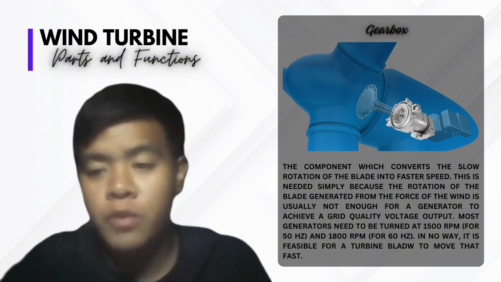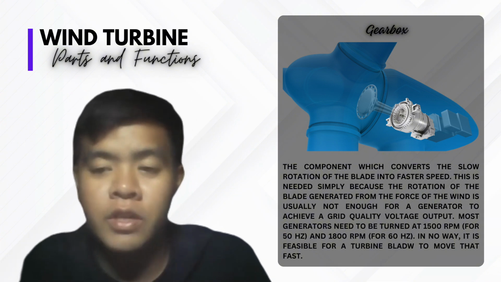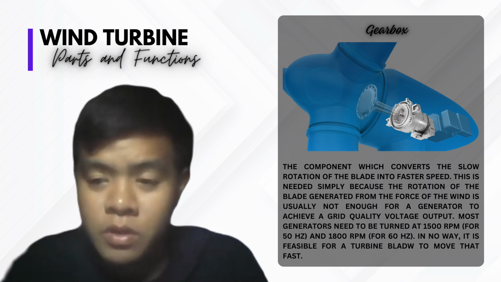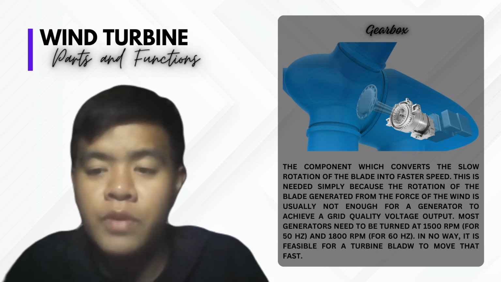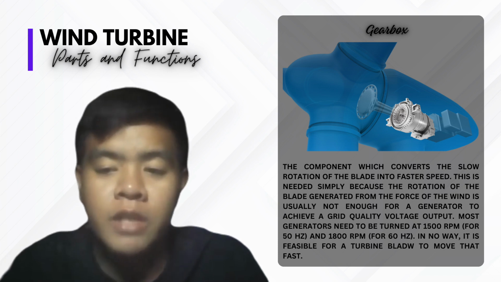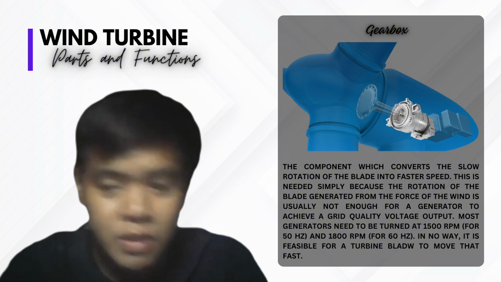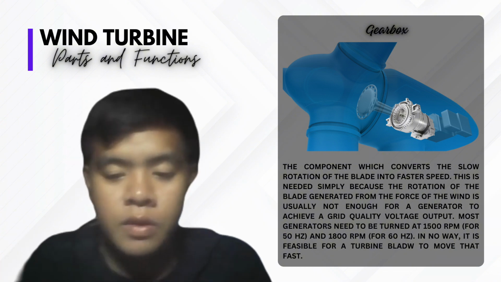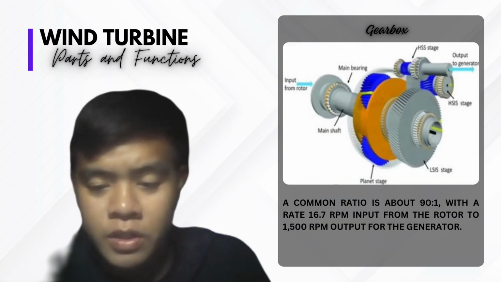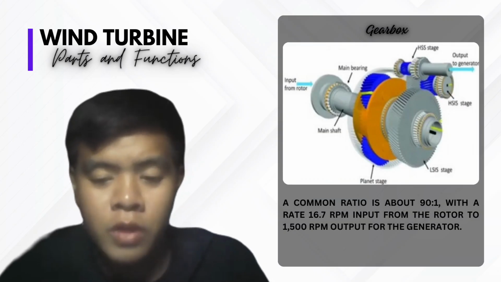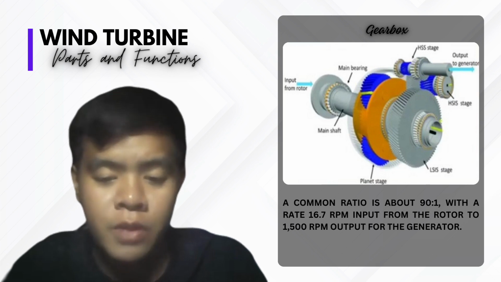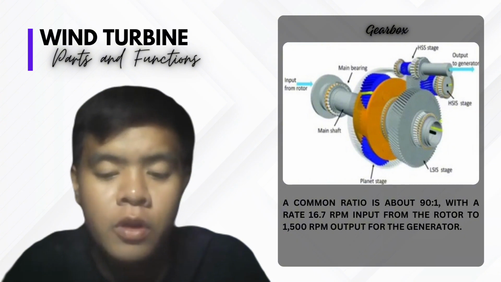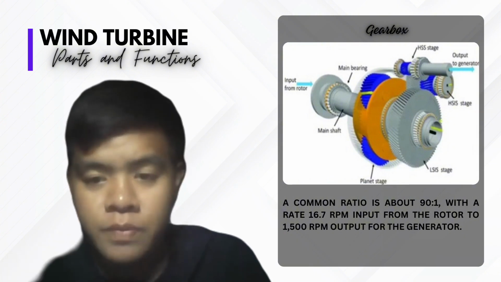Meaning, the gearbox in a wind turbine serves to increase the rotational speed of the slow spinning rotor to a level suitable for the generator, enhancing energy conversion and efficiency. A common ratio is about 90 to 1, with a rate of 16.7 RPM input from the rotor to 1500 RPM output for the generator.